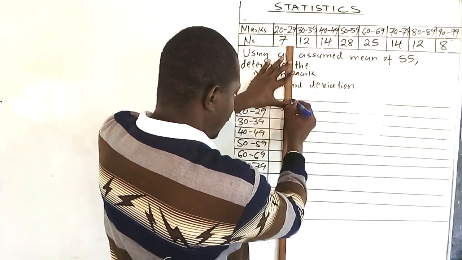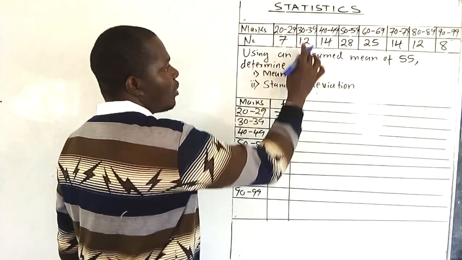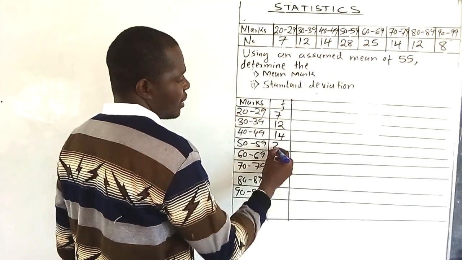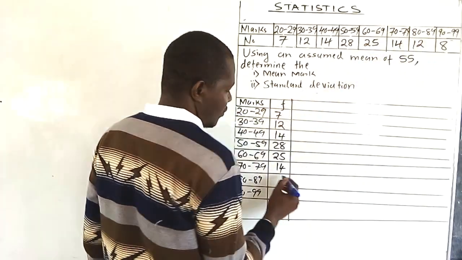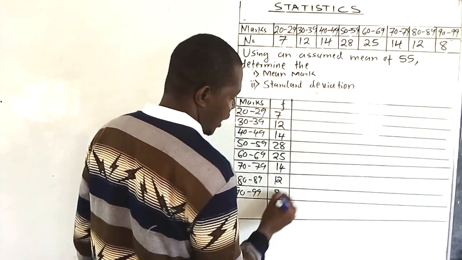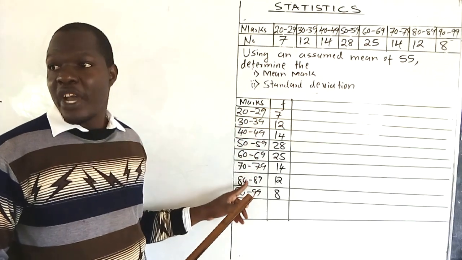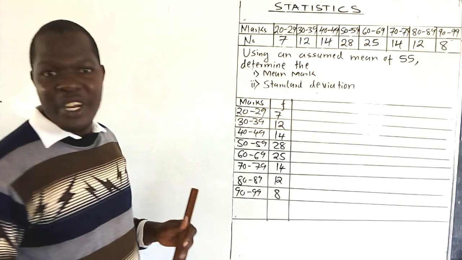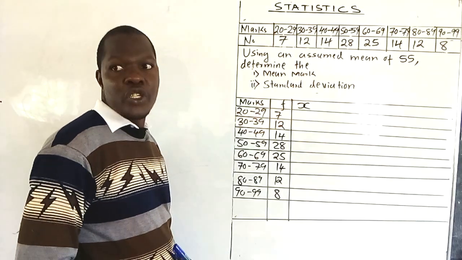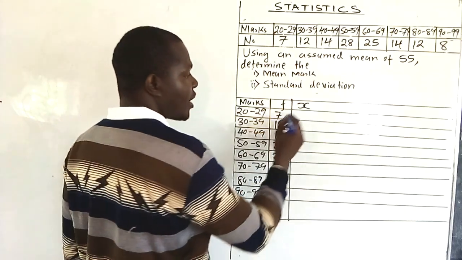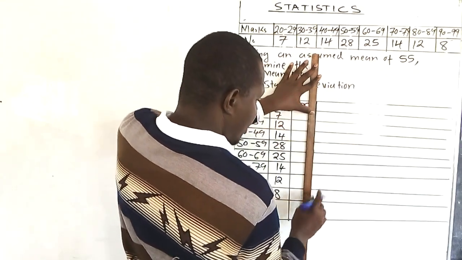So the frequencies you have 7, 12, 14, 28, 25, 14, 12, 8, isn't it? So from the classes, you are able to get the midpoints, the x, isn't it? So what is the midpoint of 20 to 29? 24.5, isn't it? Yes. Are we together? Yes. We are getting x values, the midpoints.